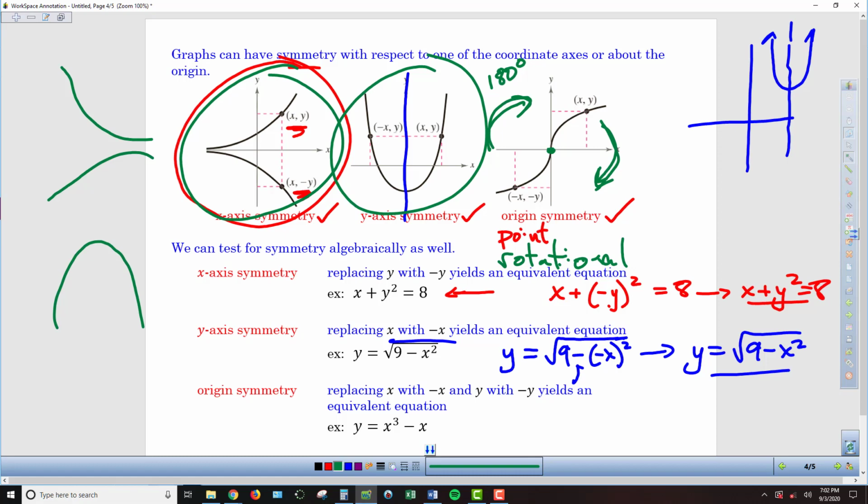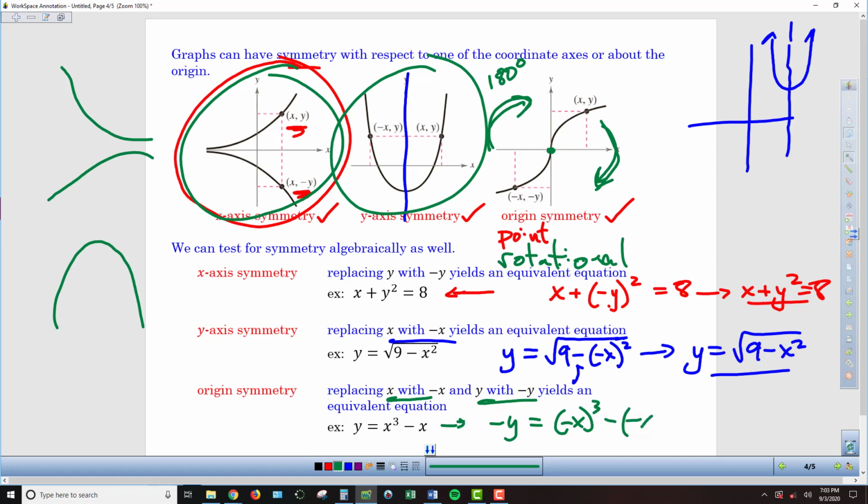From an algebraic perspective, it's a little bit different than the other two. Because opposite inputs are supposed to yield opposite outputs, we're going to replace both x and y with their opposites. I'm going to swap out x for negative x, and swap out y for negative y. If I do that and I can work myself back to my original equation, then I know that I've got origin symmetry, or this rotational symmetry. So let's do just that. I'm going to replace y with negative y, and I'm going to replace x with negative x. I just have to make sure I put in a set of parentheses there.